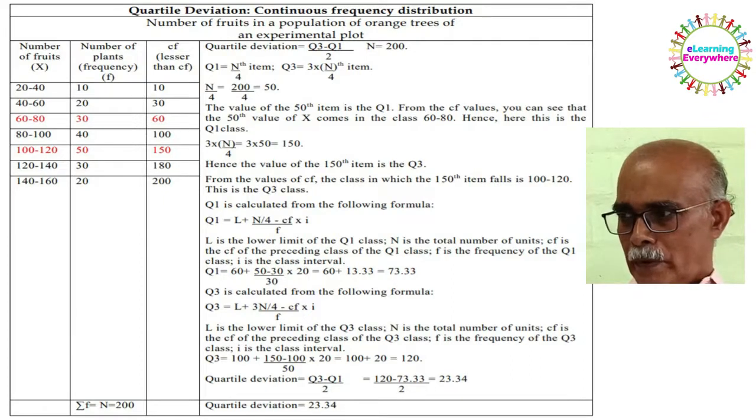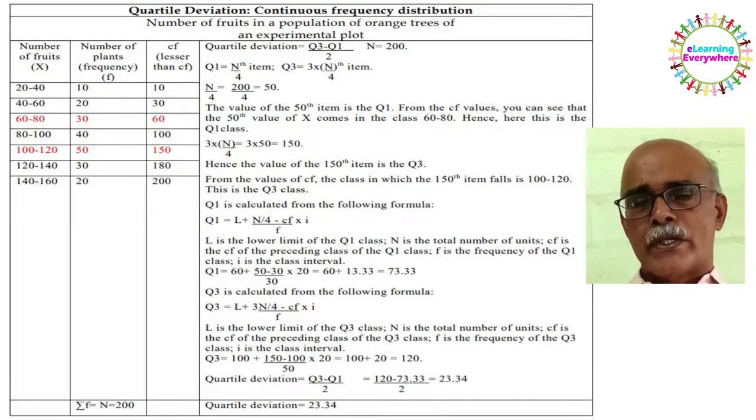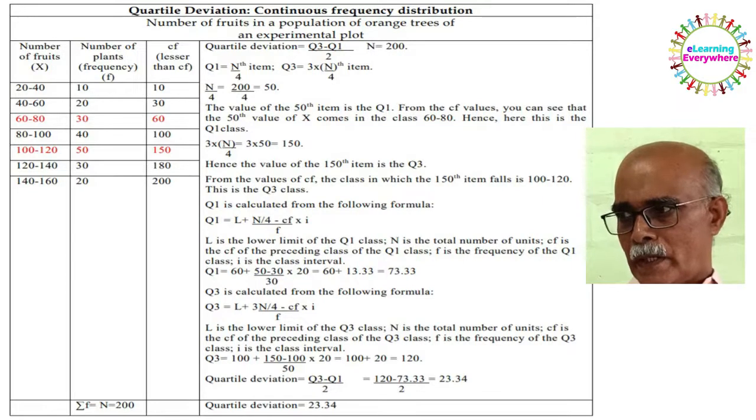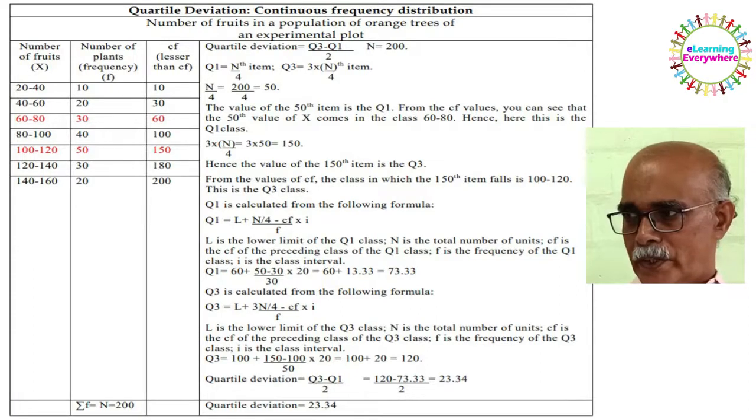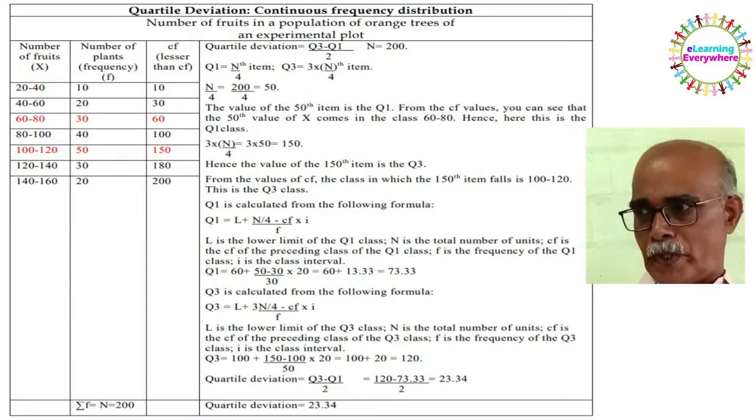So you have to use the formula Q3 minus Q1 by 2, which is 120 minus 73.33 divided by 2. You will be getting 23.34 as the quartile deviation of this continuous distribution. So the quartile deviation also is not representing each and every value of the distribution. It is giving me the range of the middle 50% of values only, and moreover it is also not statistically calculable. It depends upon certain positional values.